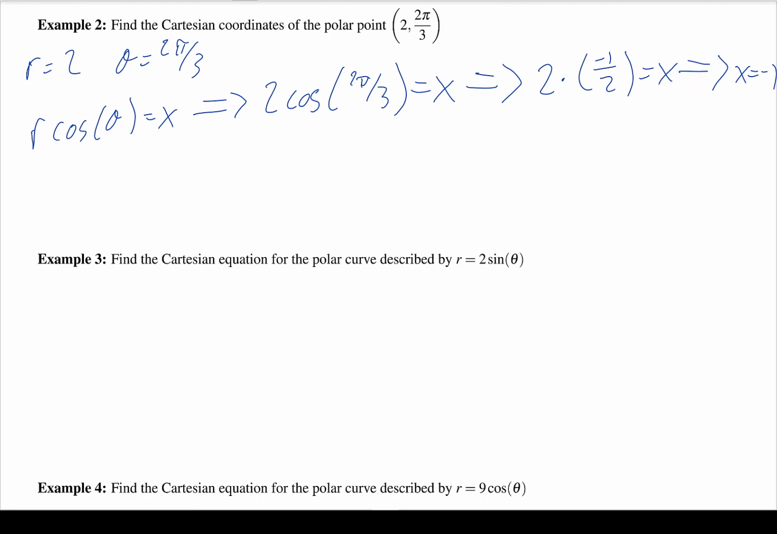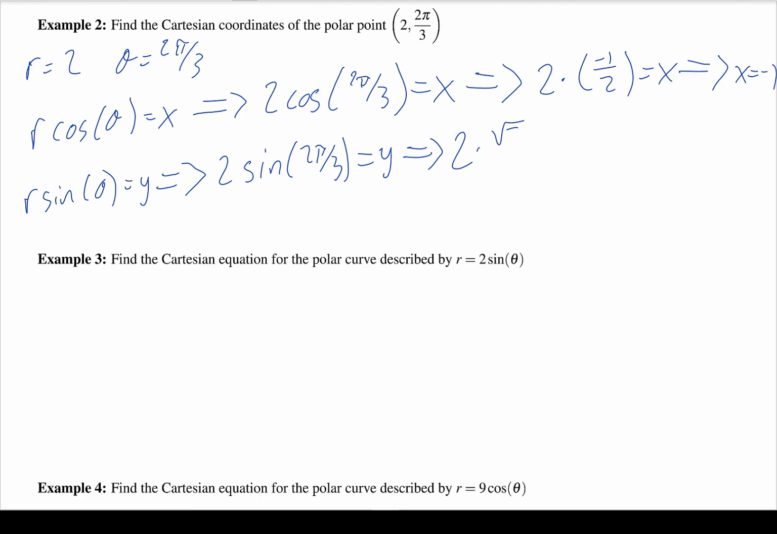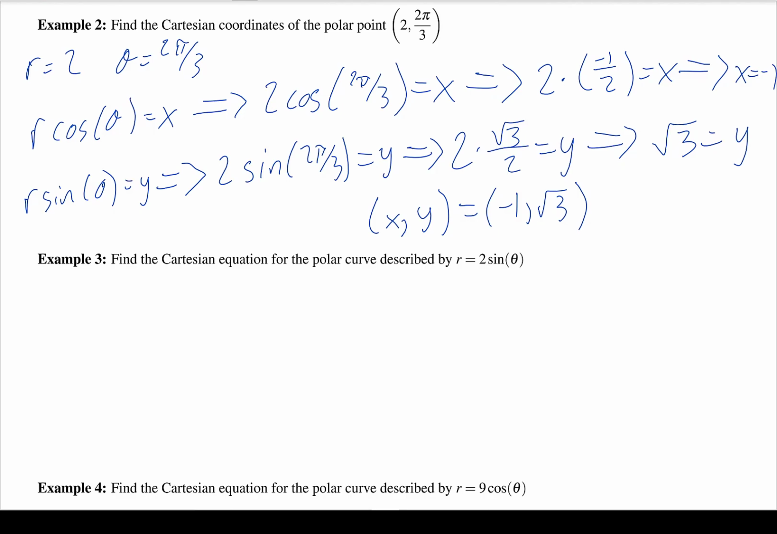Similarly, we'll have r sine theta is equal to y. So this means that 2 sine of 2 pi over 3 is equal to y, which means that 2 times square root 3 over 2 is equal to y, which means that square root 3 is going to be our y value. And so now we have that the xy equivalent of this would be negative 1, square root 3. Okay?